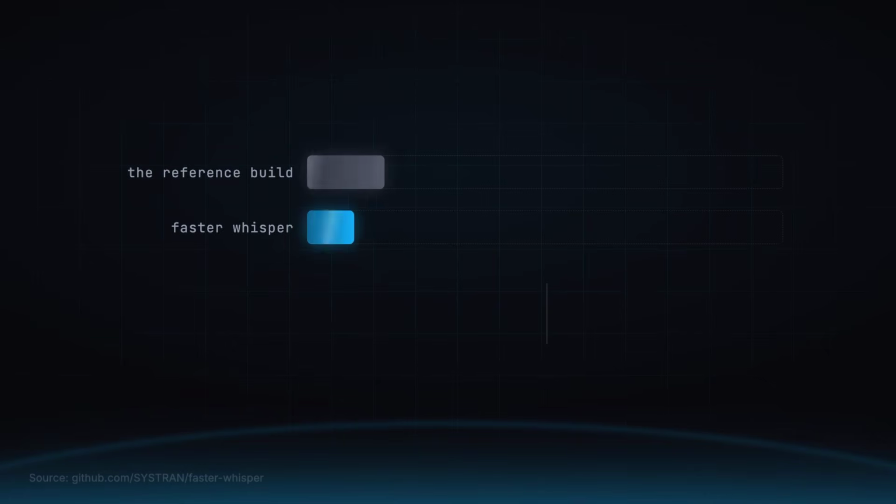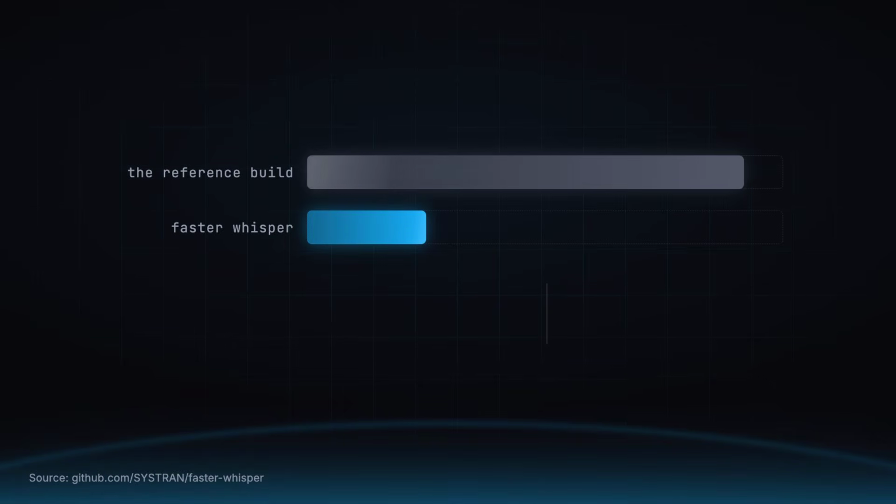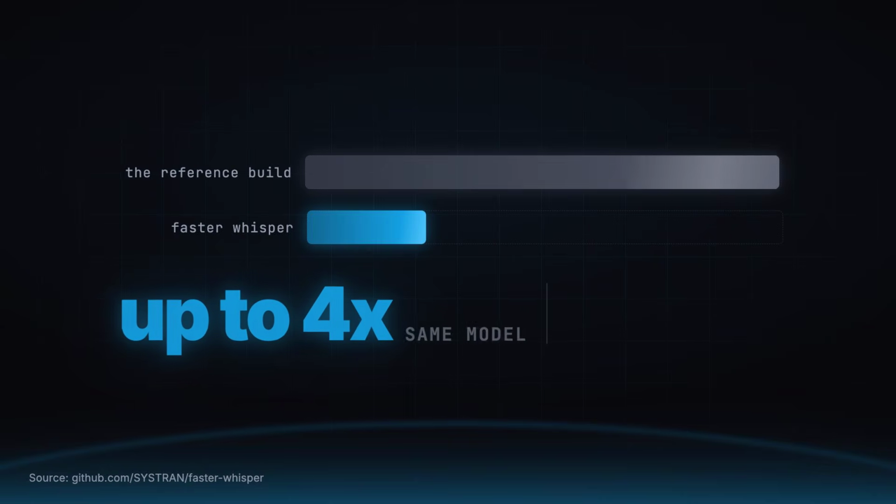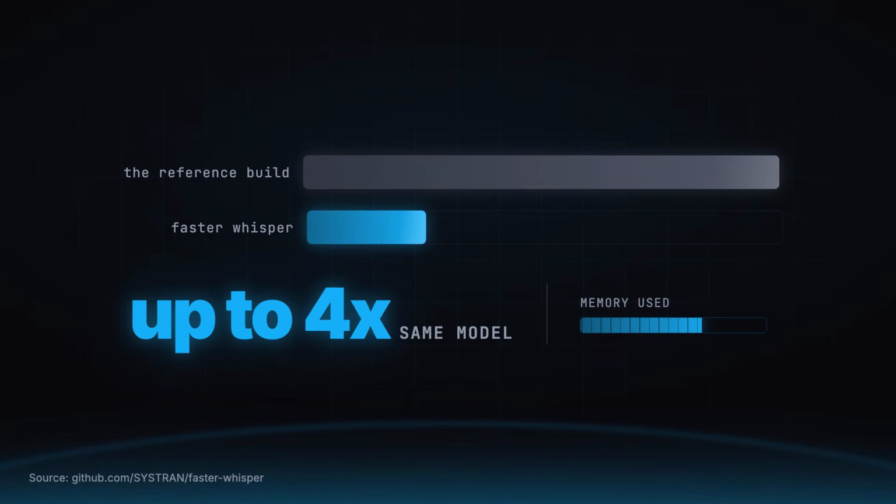Same model, same accuracy, up to 4 times the speed, and less memory while it runs. On hardware you already own, that is the difference between useful and unusable.